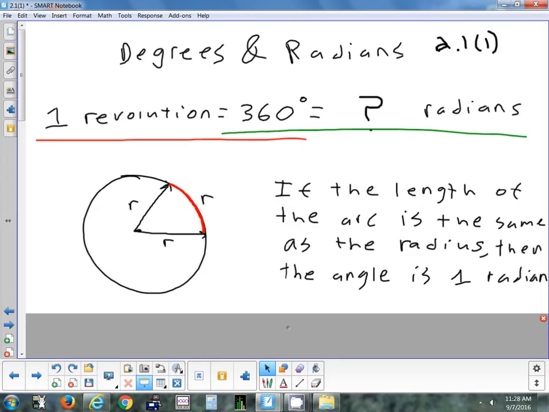Okay, so just multiply straight across. 1 times pi. 1 times 3. There's your answer. Pi over 3.